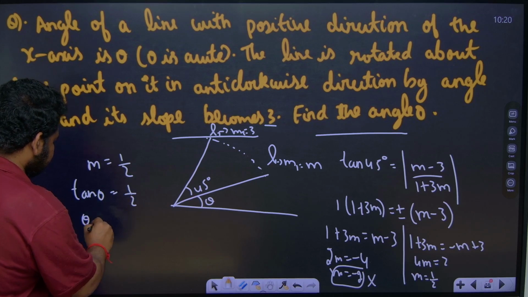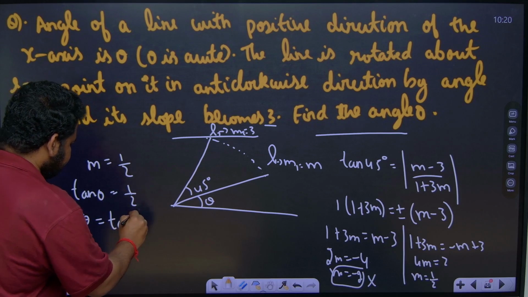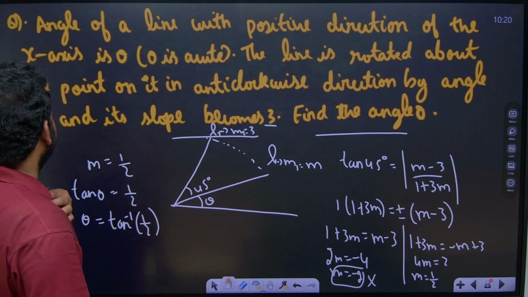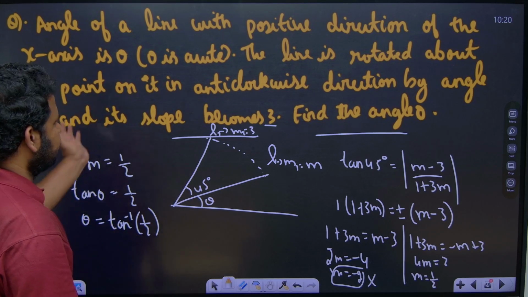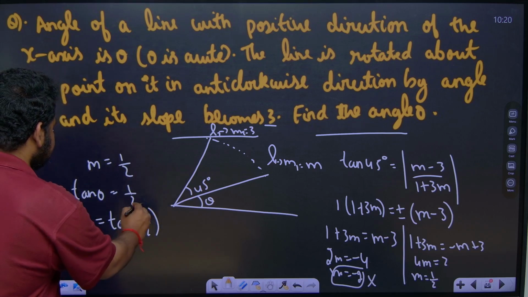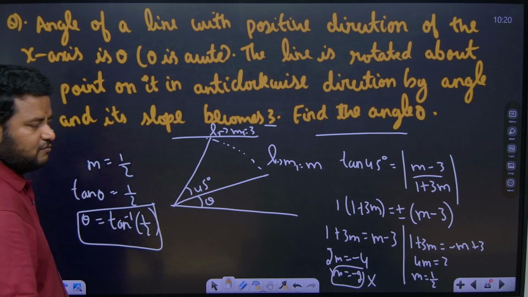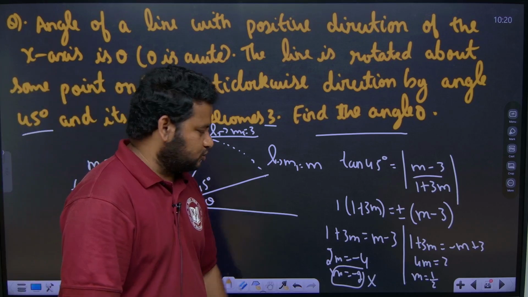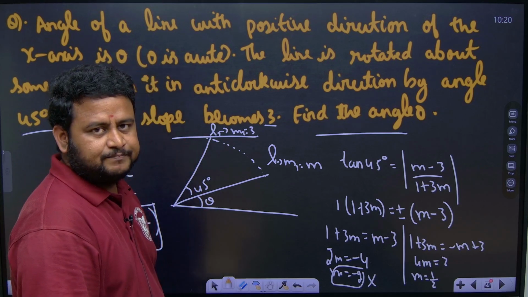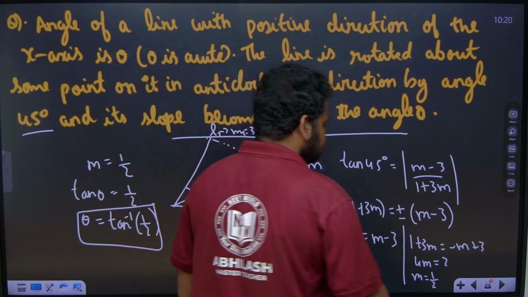So theta is equal to what? Tan inverse of 1 by 2. The positive direction of theta is, the line is rotated in the anti-clockwise direction, and its slope becomes 3. Find the angle theta. Theta is tan inverse of 1 by 2, and it is not minus 2. It should be a positive value. Got it? I hope it is clear. Let us move to the next question.